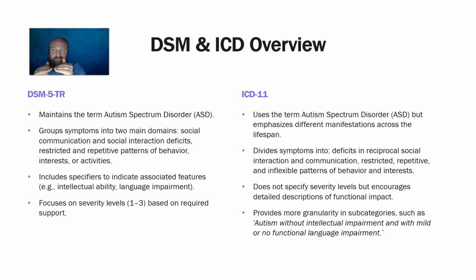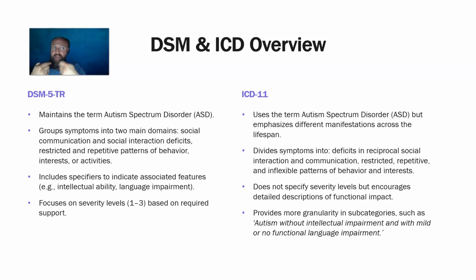And this is one of the big differences between the DSM-5 and the ICD-11. The DSM-5 talks about severity levels, right? So it's level 1, level 2, level 3. And again, we'll talk about that here in a little bit. The ICD doesn't really distinguish severity levels.